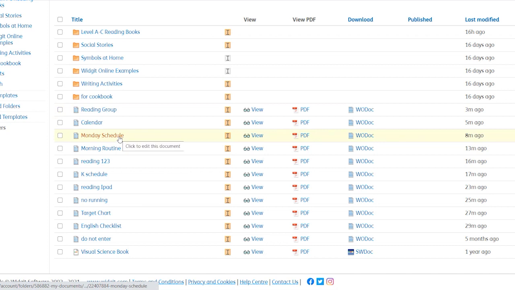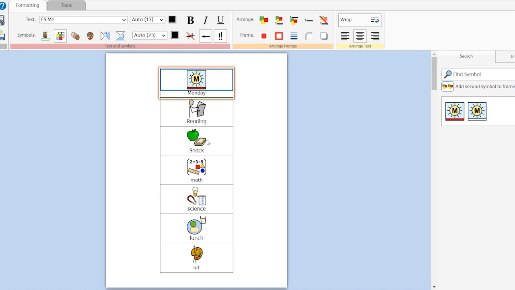Their visual schedules can take a couple different views depending on the student's needs. A lot of my students have a daily schedule that looks like this. These are quite often cut out, laminated, and then there'll be an icon next to them that they can remove and then take to the destination that matches this icon.